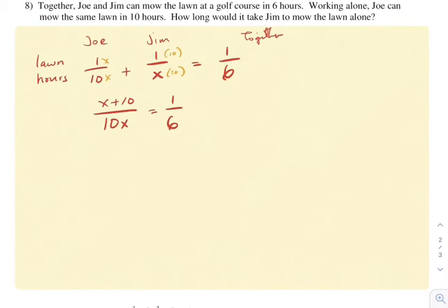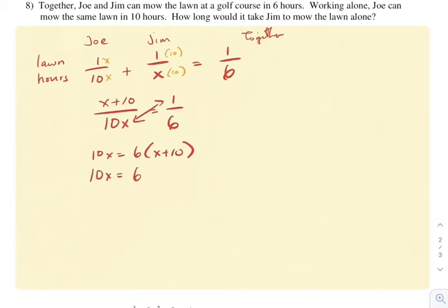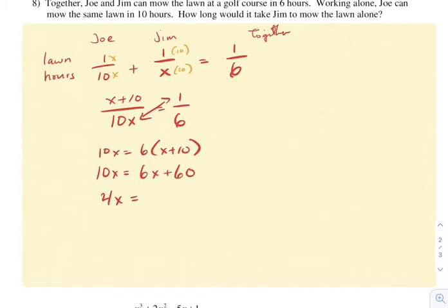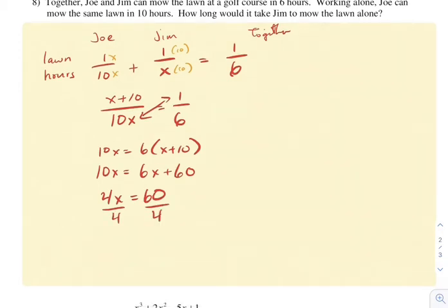From there, I can cross multiply. 10x times 1 is 10x. 6 times x plus 10 is 6 times x plus 10. Distribute inside. 6x comes over to the left side, so we're subtracting it. We're going to have 4x is equal to 60, and I can divide both sides by 4. X is equal to 60 divided by 4, which is 15 hours.